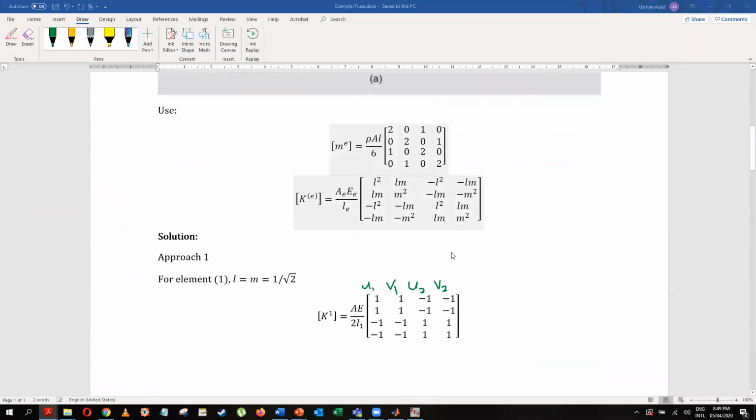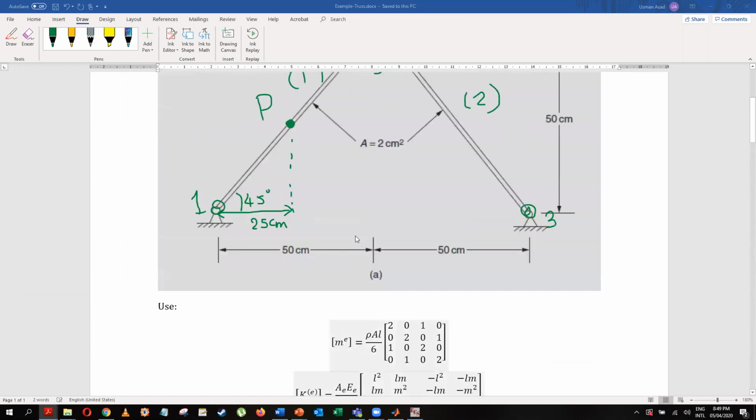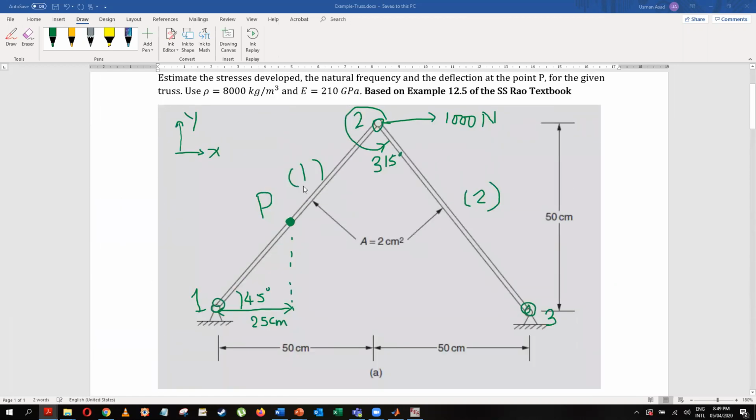Okay, so many ways to approach this. One approach is that you call this element 1, and this element 2. These are your nodes, node 1, node 2, node 3, let's say. At node 1, displacement in the x can be called u1. This y can be called v1. This could be called u2. Y it could be called v2. And x direction displacement of 3 is going to be called u3, and y direction displacement of 3 is going to be called v3.